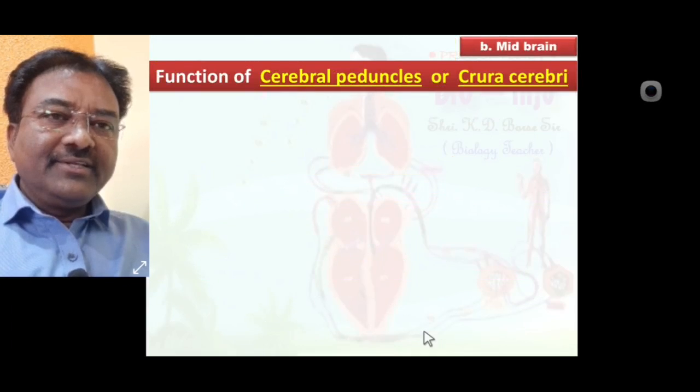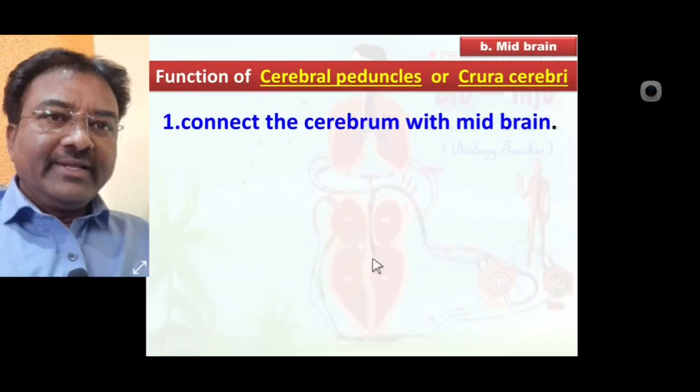What are the functions of cerebral peduncle or Crura Cerebrae? Number 1, it connects the cerebrum with the midbrain. The part that connects the cerebrum with the midbrain is the cerebral peduncle.